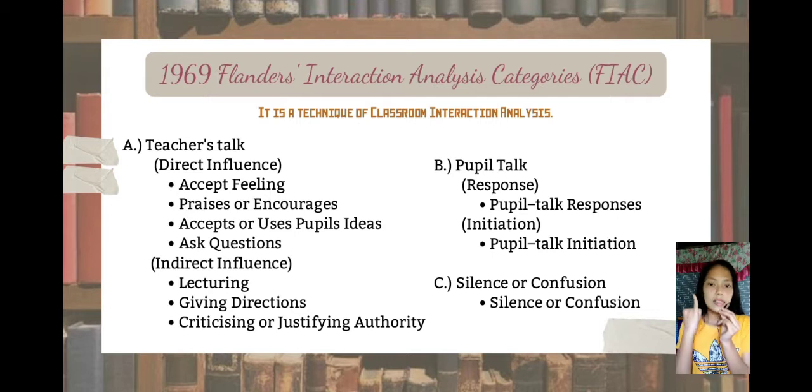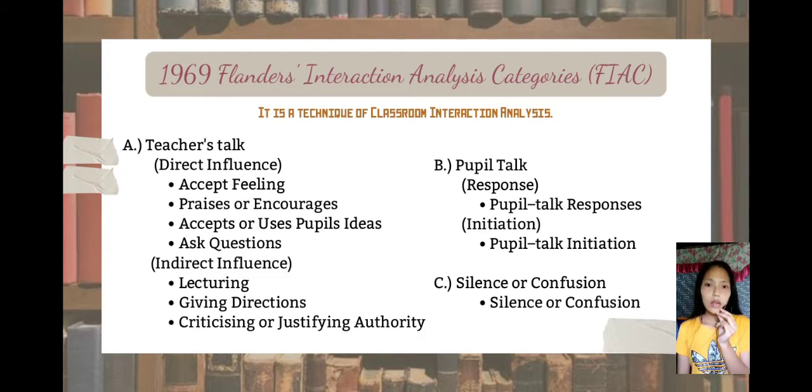Accepting feeling, praising or encouraging, accepting or using pupils' ideas, and asking questions are part of the indirect influence. While on the other hand, lecturing, giving directions, and criticizing or justifying authority are part of the direct influences of teacher talk in the classroom setting.